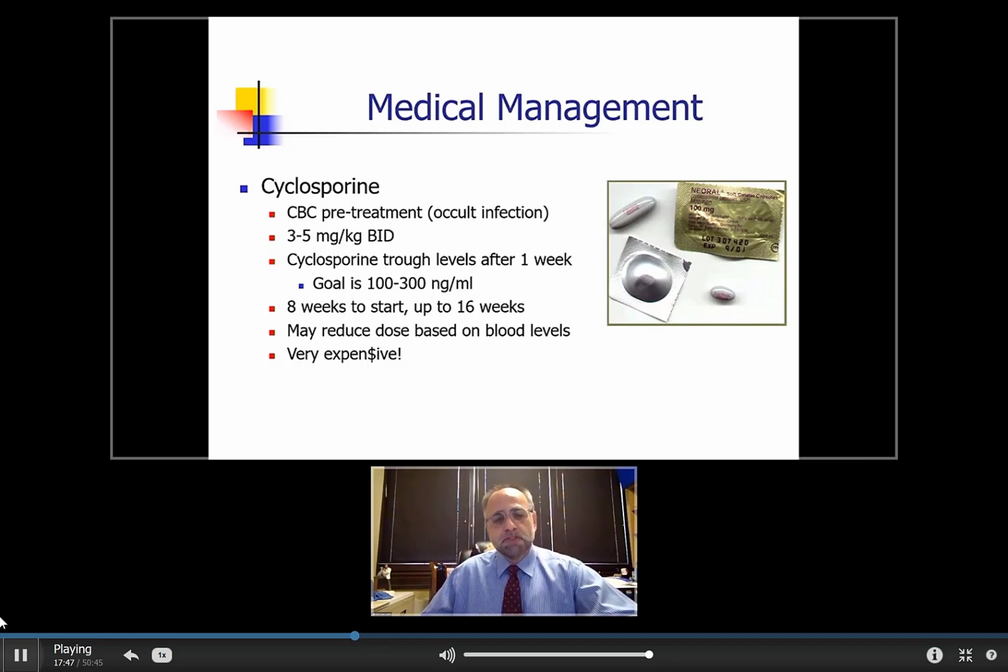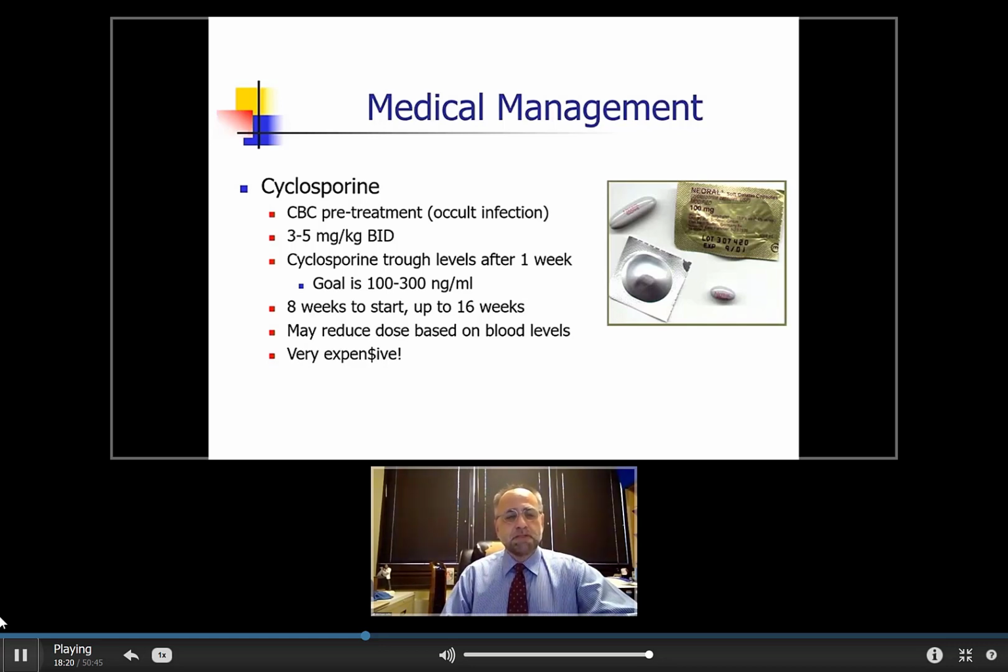And my goal is to try to get blood levels at the trough, at the lowest point when they're due for medication, somewhere between 100 and 300 nanograms per mil. And if I'm getting a dose that's either too low or too high, then I'll adjust my dosage of cyclosporine at that point. Typically, we'll put these patients on an 8-week course to start, but we may have to repeat that 8 weeks if we don't see resolution of signs or if it does recur. And again, based on the blood levels, we may adjust our dosage.